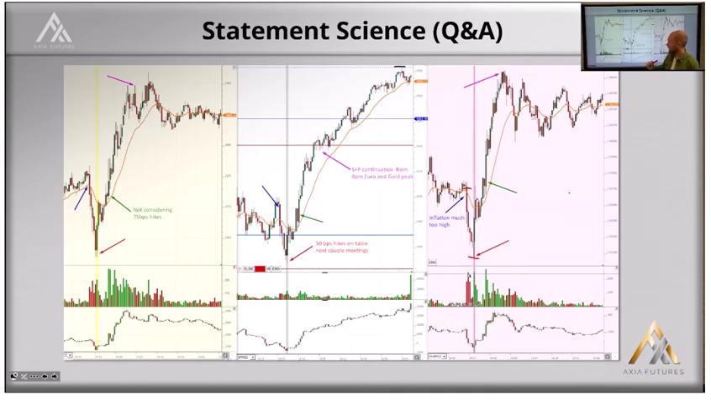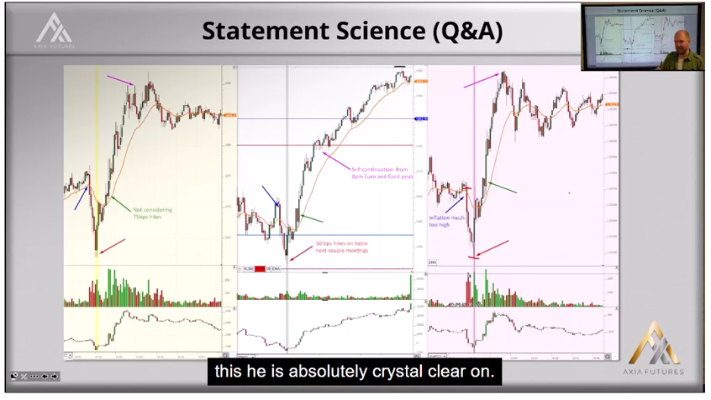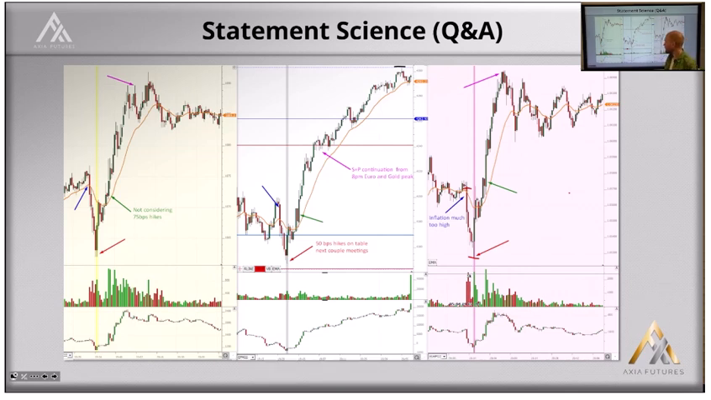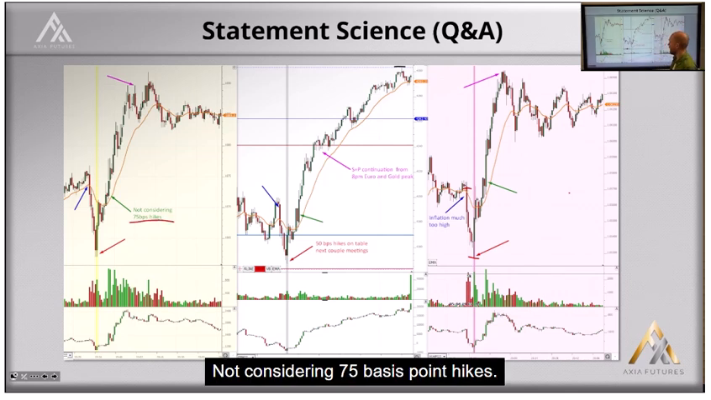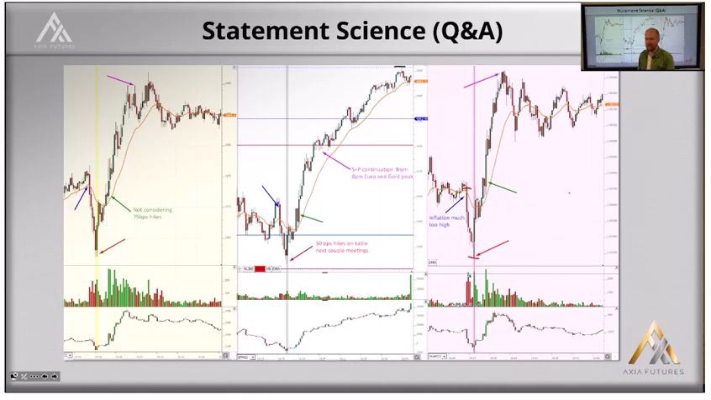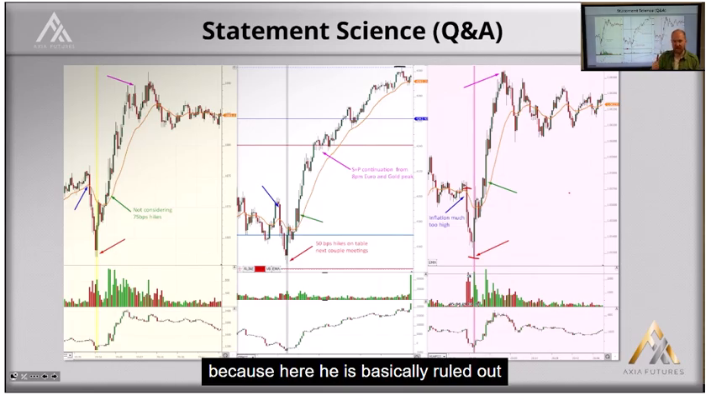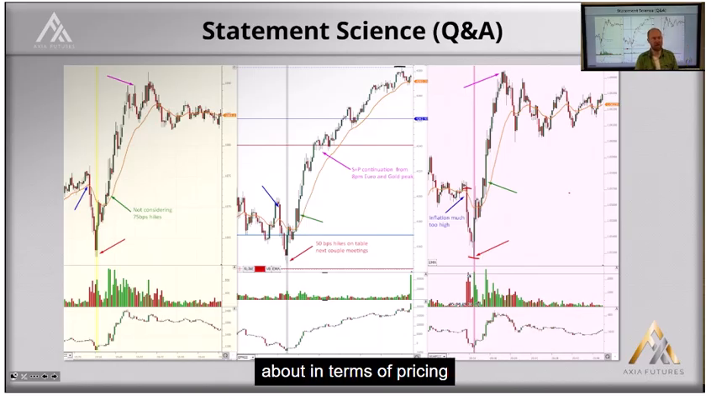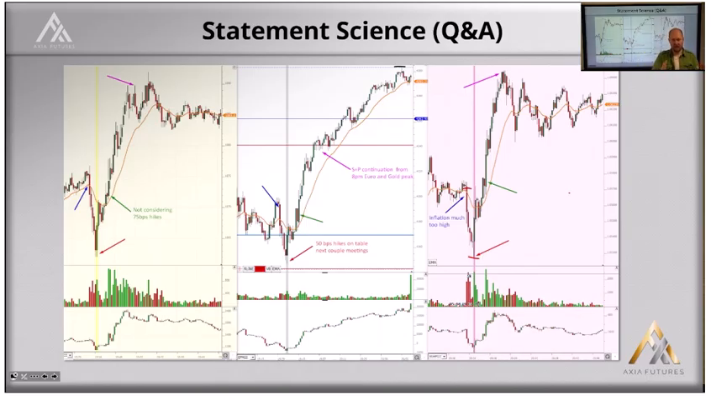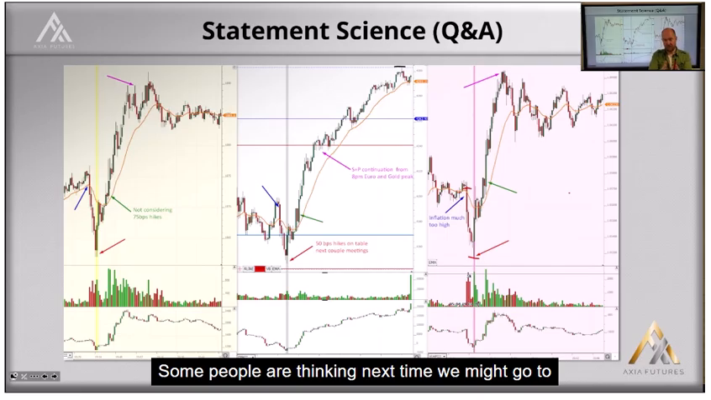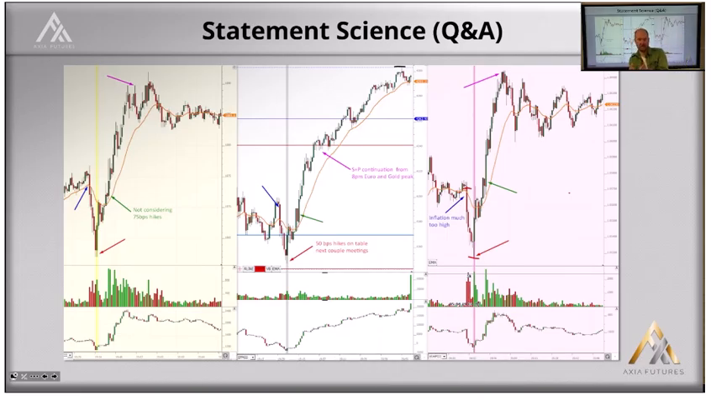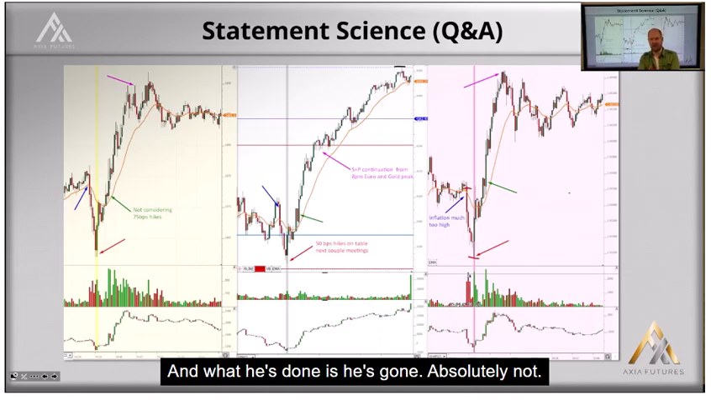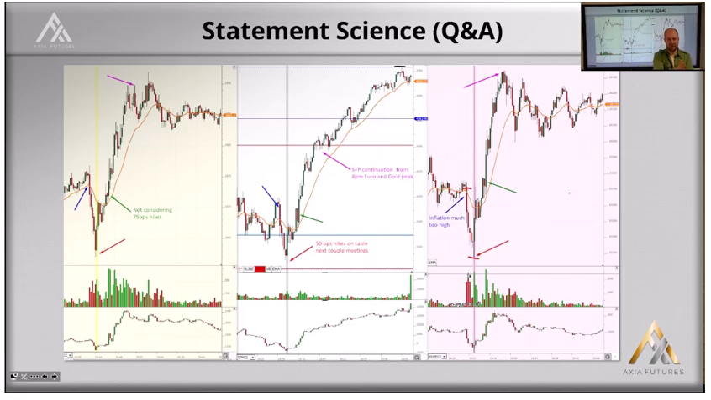Next up, the question about 75. This he is absolutely crystal clear on. Not considering 75 basis point hikes. This is the moment that the biggest move of the entire day comes. Because here, he has basically ruled out what some people are expecting. So if you think about it in terms of pricing, they've got 50. Some people are thinking next time we might go to 75. And what he's done is he's gone, absolutely not, 50.